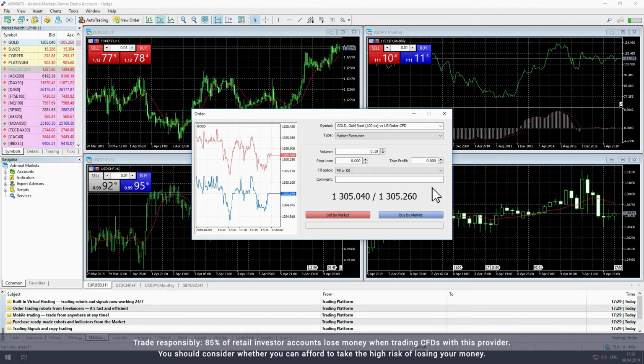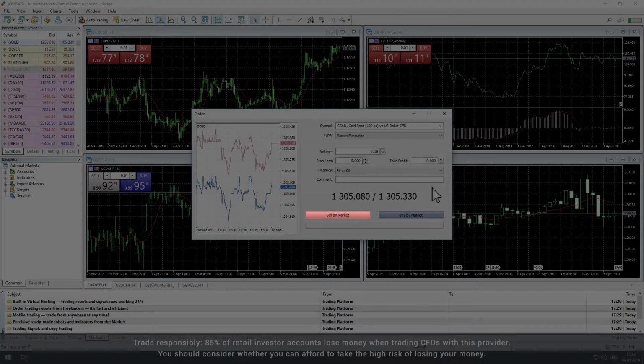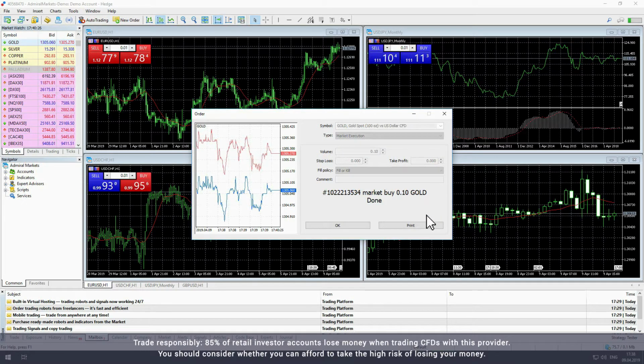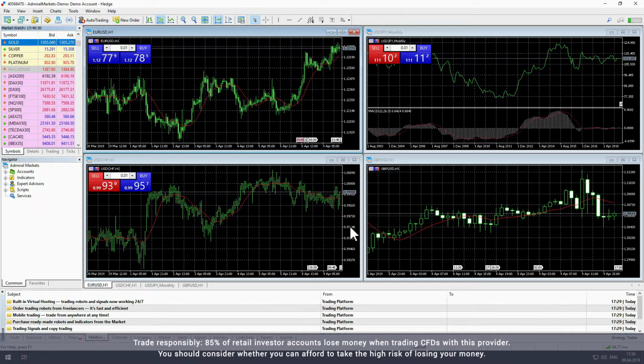Once you've set your preferences, you can then choose to sell by market or buy by market. If you think the price of an instrument will go down, you would open a sell trade, and if you think the price will increase, you would open a buy trade. Here we will open a buy trade. Once you have placed your order, it will be confirmed in the same window. You can now monitor your trade in the Trade tab of the Chart window or toolbox.